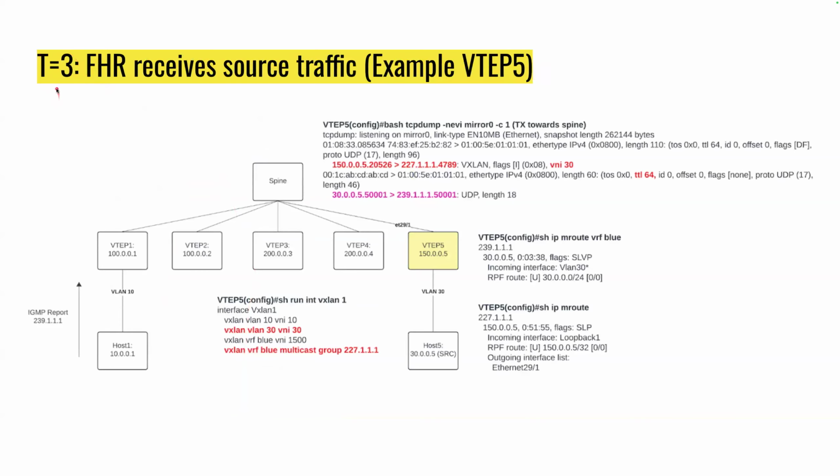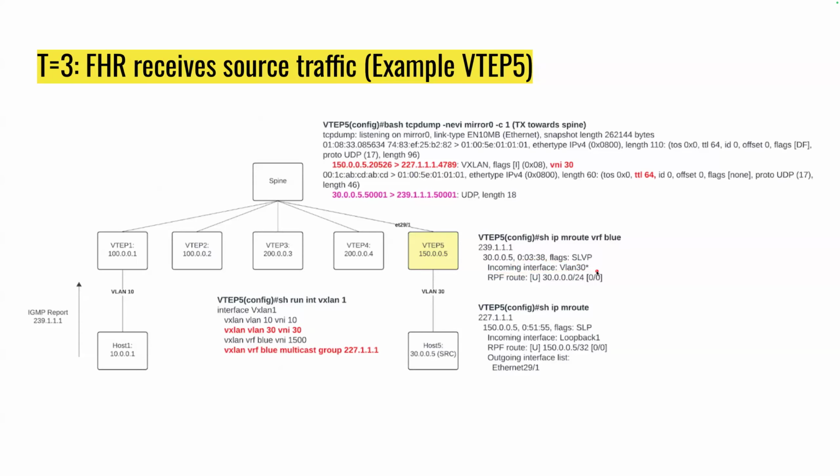All right, at t equals 3, FHR receives the source traffic. So now the feed is coming in VLAN 30. The moment you receive the feed in VLAN 30, and if you do show IPM.VRF blue, you will see an S,G created. Is that clear? So this is the S,G that is being created. IIF is VLAN 30.